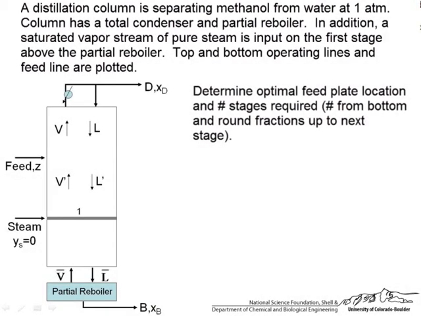This is a screencast for a non-standard distillation problem in which we have a regular feed, but we also have a steam feed, and we are given the stage for the steam feed. It's on stage 1. So let's look at our problem.